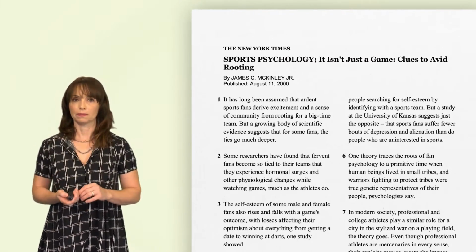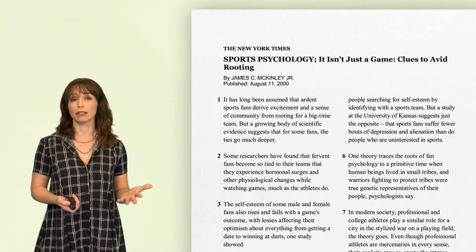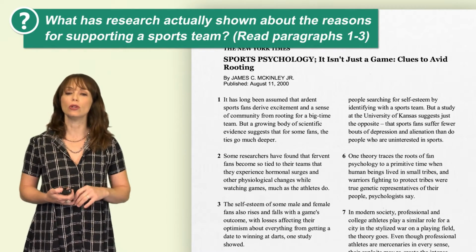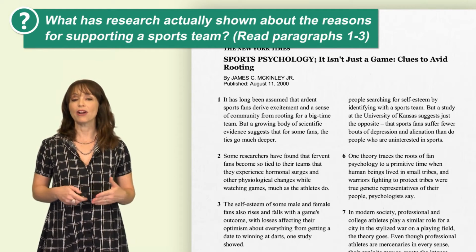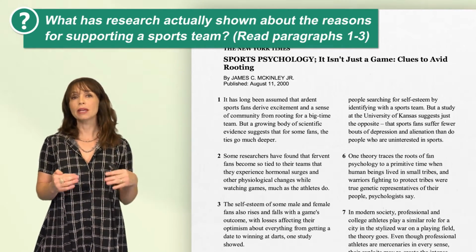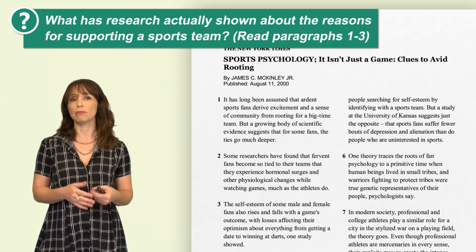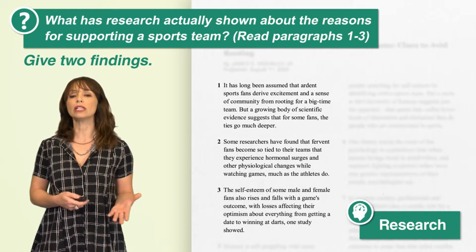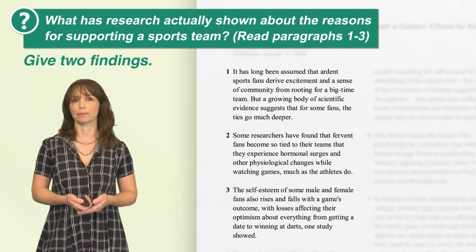So let's continue. So after we looked at the popular assumption, what most people think about rooting, let's look at the following question. What has research actually shown about the reasons for supporting a sports team? Now, when it says here actually, it means that we have a popular assumption, יש הנחה רווחת, מה המחקרים למעשה באמת מראים? So that's what you're looking for in paragraphs 1 till 3, and give 2 findings of research about why people root for a certain sports team.